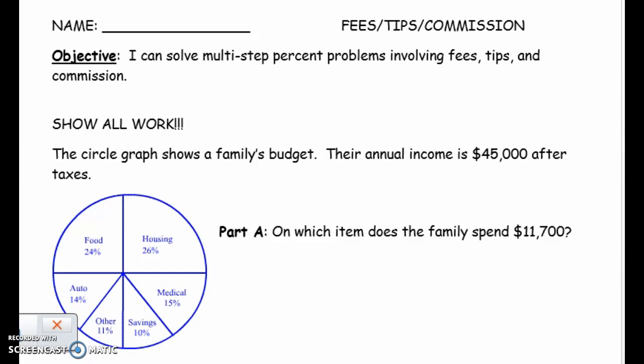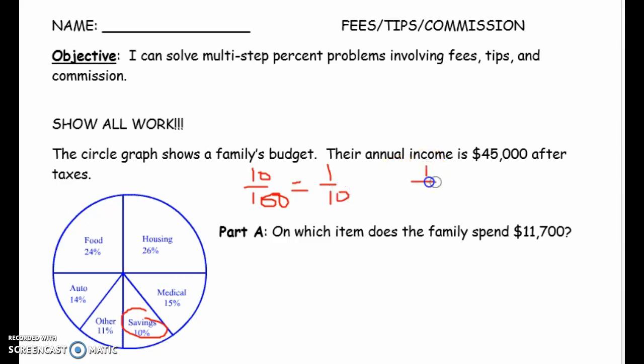It says the circle graph below shows a family's budget. Their annual income is $45,000 after taxes. So part A says, on which item does the family spend $11,700? Well, I have no idea, but I don't know that I want to try every single one of these percents. So let's do some estimating. If I wanted to try with savings, savings is 10% of this. So I'm really taking 10 out of 100. And most of you know that that's the same as 1/10.